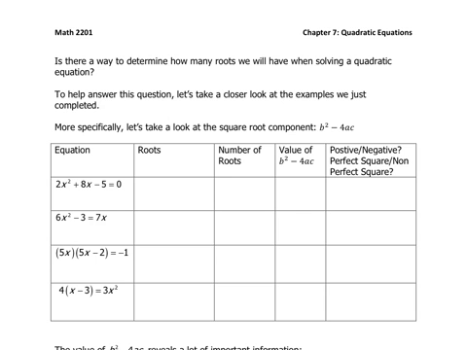Okay, so if we look back at the last few examples that we just did and summarize the results in this table, we can see if we can come up with a way to figure out how many roots we'll have when we're solving a quadratic equation.